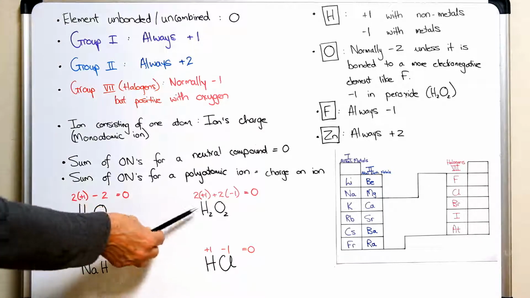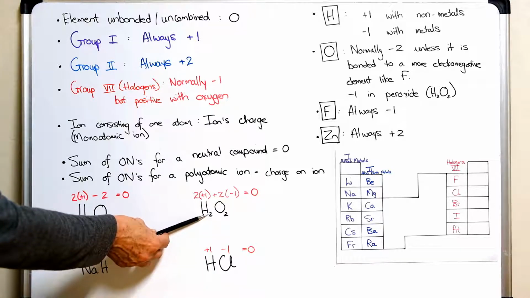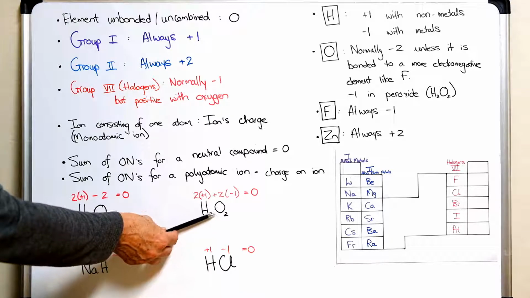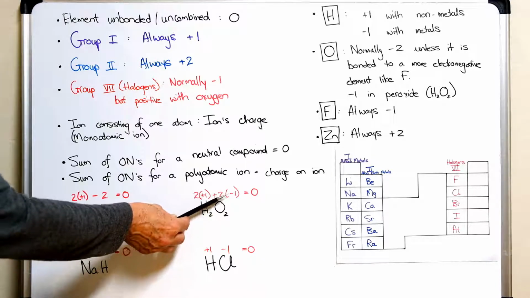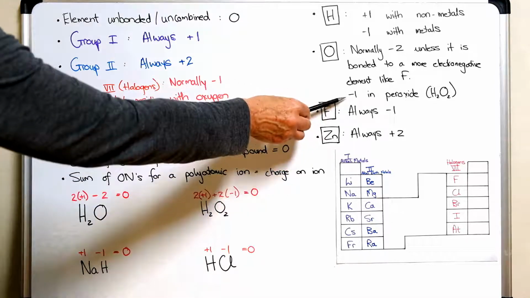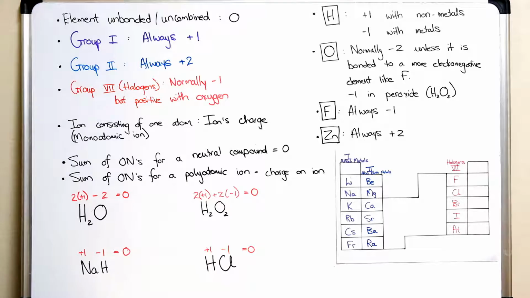The hydrogen peroxide is also an exception. Hydrogen is +1. There are 2 hydrogens, hence the 2 in front of the +1. Oxygen, there are 2 oxygens, and each oxygen's oxidation number is -1. It is according to this rule. The total charge must equal 0 because it's a molecule without a charge.